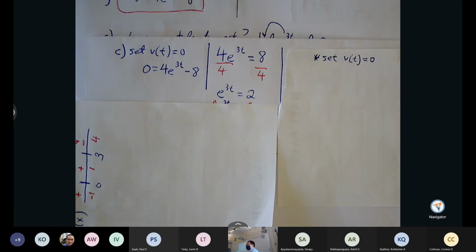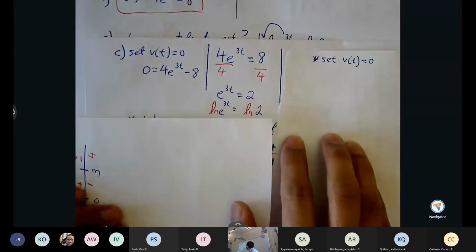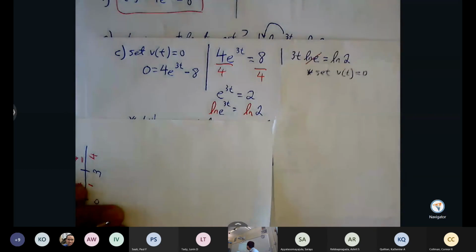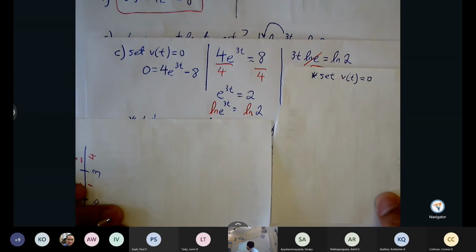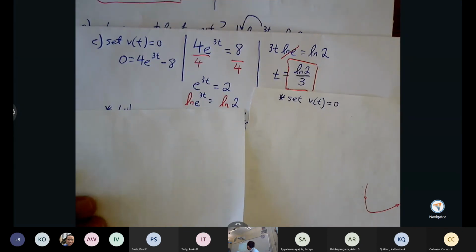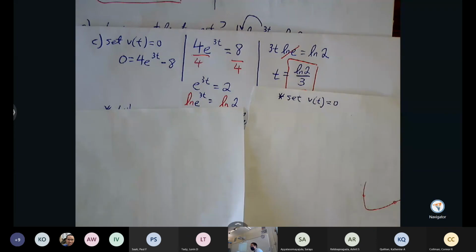So how can I get to that 3t? Yeah, take natural log of both sides. We can then take advantage of log properties. We can bring that exponent down, 3t. Natural log of e just goes away. And now we can have a lot easier time solving for t, divide both sides by 3. And then we have our location. We have the t value where the object is motionless, right? Velocity is 0.